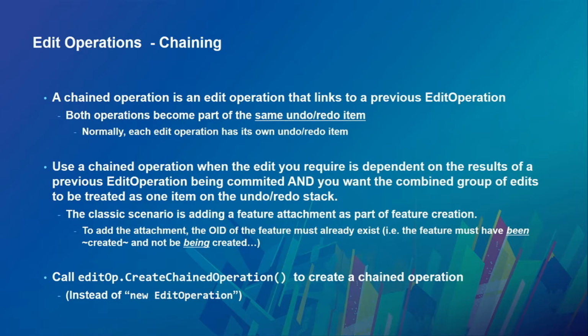For chaining, what you do is you create your edit operation, do your methods and do an execute. And then after that execute is successful, you create a chain of that first operation, do some methods, and then execute that chained operation. And what that does is give you one item on the undo stack. The reason you're going to do a chained operation is if you only want one item on the undo stack, but your second set of operations require something like an object ID, or a particular shape to have already been committed to the database. So I'll have an example of this in a minute within Visual Studio.